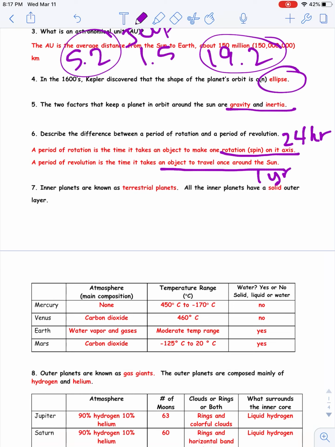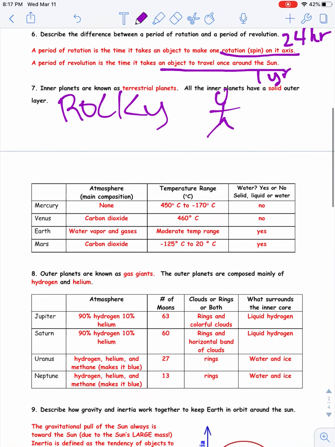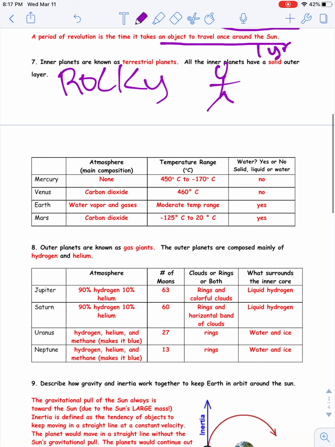The inner planets are known as terrestrial planets. They have a solid outer layer, so they are rocky. You can actually stand on them. Okay. My very excellent mother, terrestrial planets, solid outer layer, rocky.